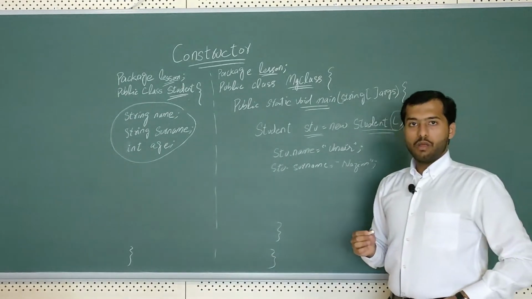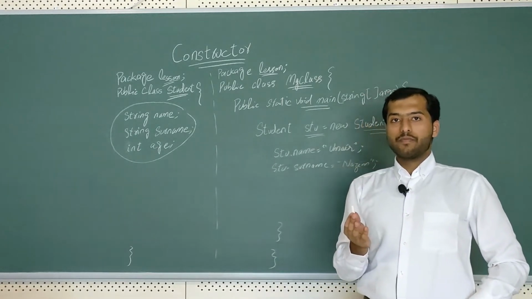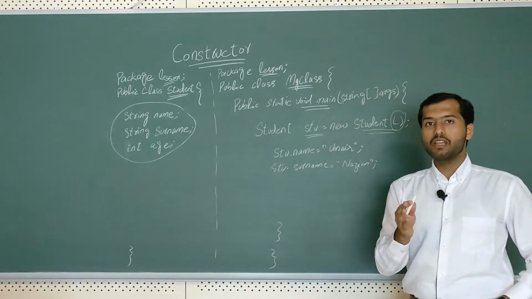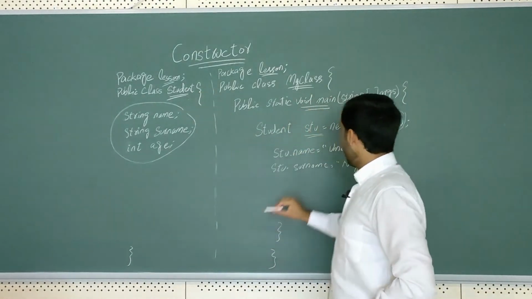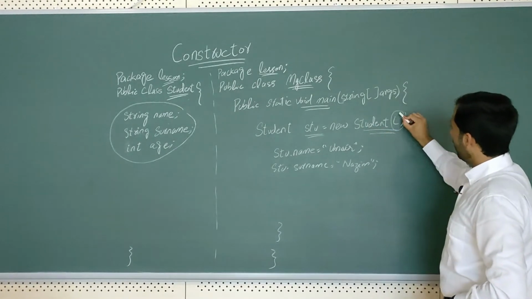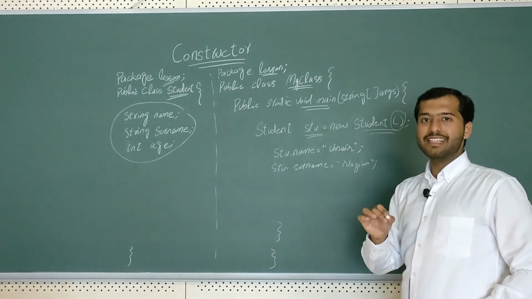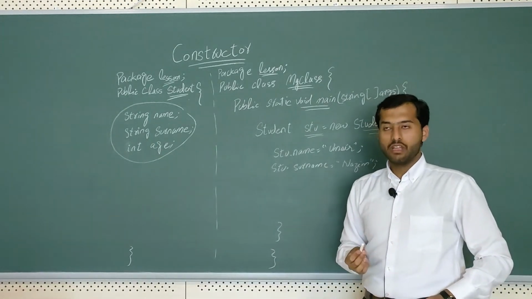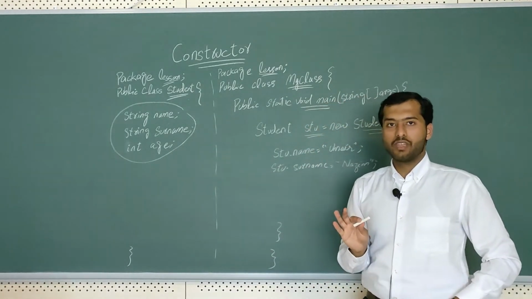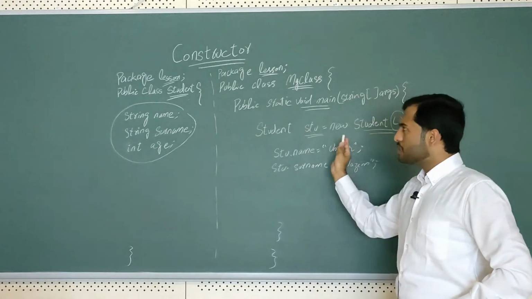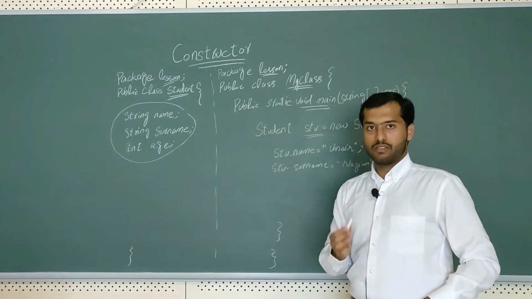Please always remember one thing: to create a constructor, the constructor must have the same name as our class name. Here the class name is student, and here it is also student. With these two parentheses, this is called a constructor. That is the default constructor by Java. In this student class, I haven't made any constructor yet, but whenever you create an instance of that class, Java will create a constructor by default.